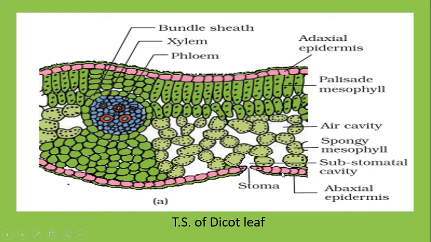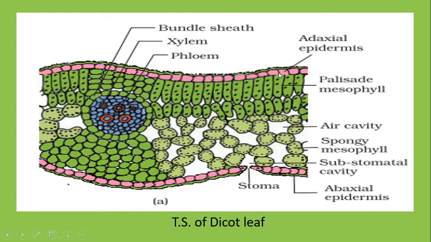So you can use the words upper epidermis and lower epidermis instead of adaxial epidermis and abaxial epidermis. The upper epidermis is adaxial, and the lower epidermis is the abaxial epidermis. The epidermis is uniseriate. Uniseriate means what? It is made of a single layer of cells, parenchymatous thin walled cells which are compactly arranged without any intercellular gap.